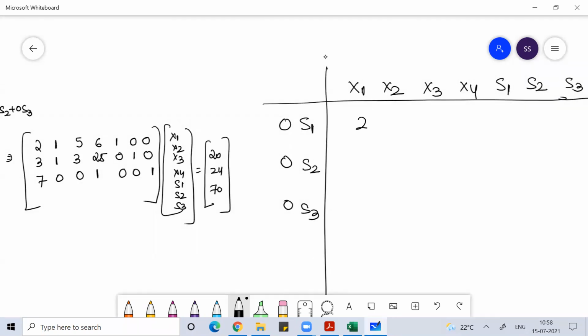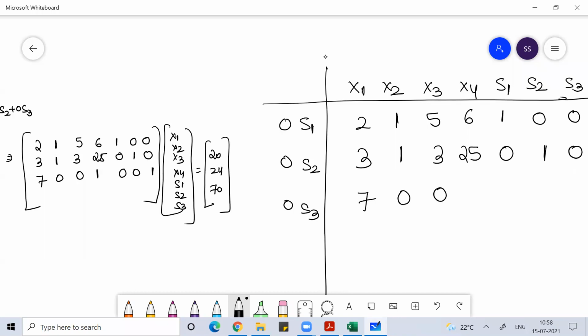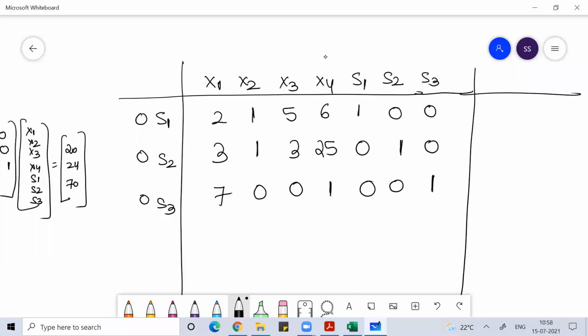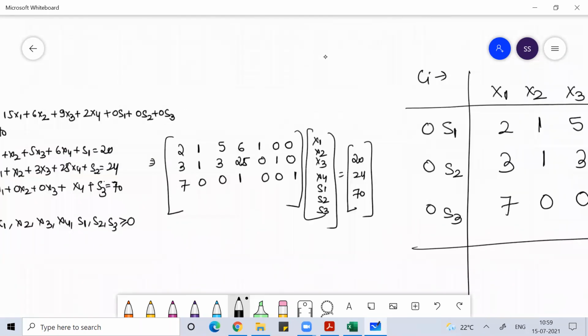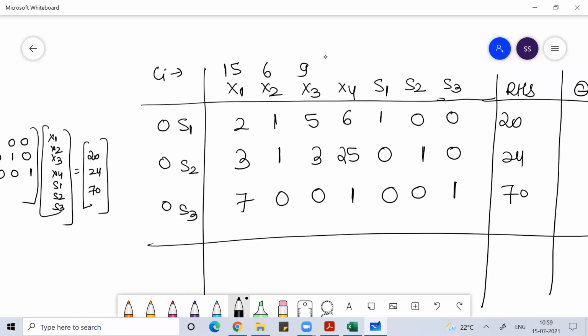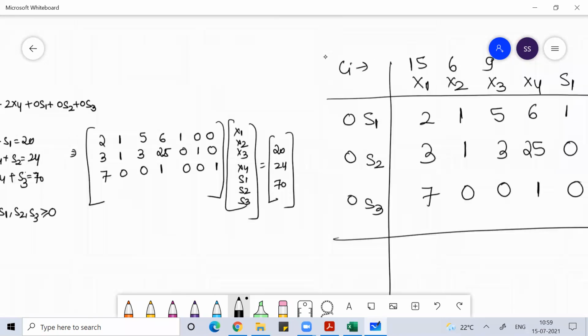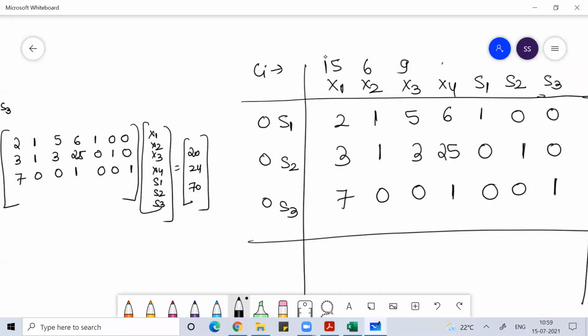Okay, so you can write this: 2 1 5 6 1 0 0, then 3 1 3 25 0 1 0, then 7 0 0 1 0 0 1, and then your RHS is 20 24 70. CI values are 15 6 9 2 0 0 0.